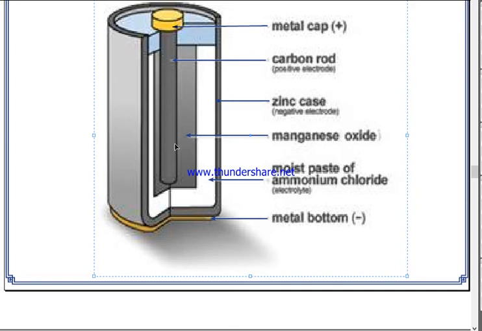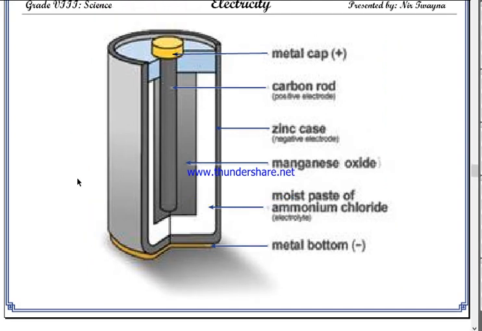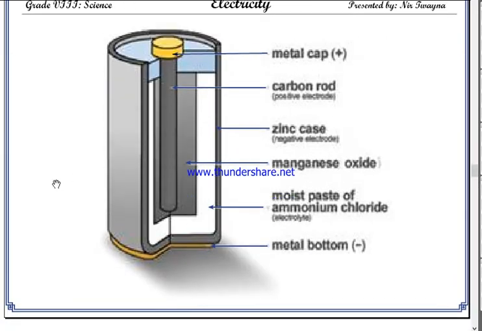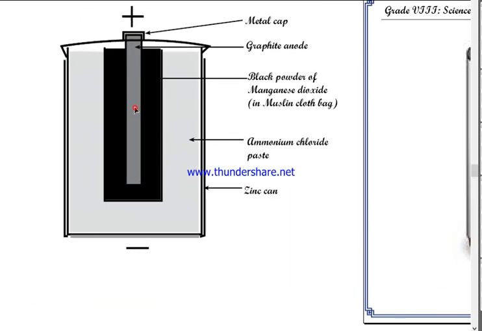In that way, hydrogen will never accumulate on the graphite rod. If hydrogen cannot accumulate, then definitely there is no polarization. So of course, there is polarization in dry cell, but it is cured by the use of manganese dioxide. See the structure, graphite is kept inside manganese dioxide. That is the role of manganese dioxide.